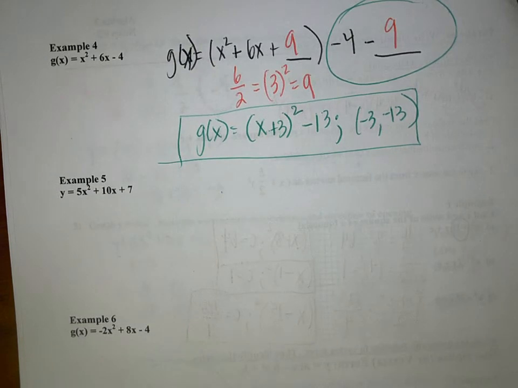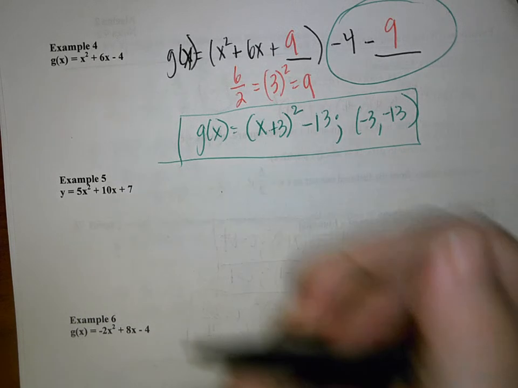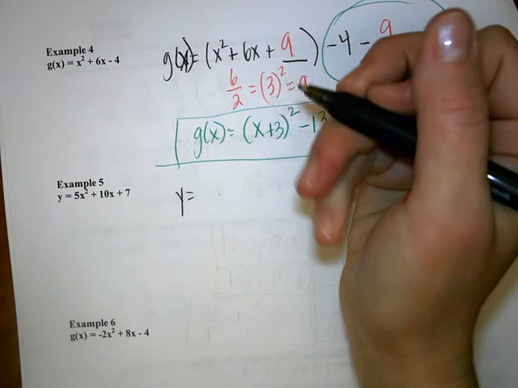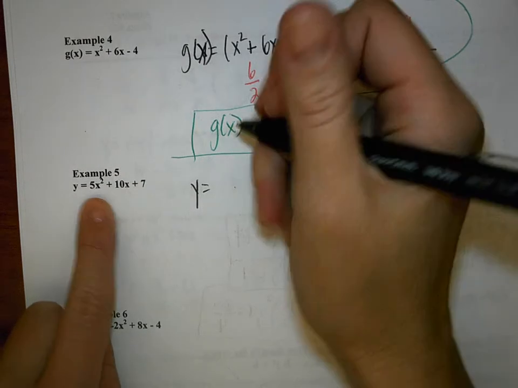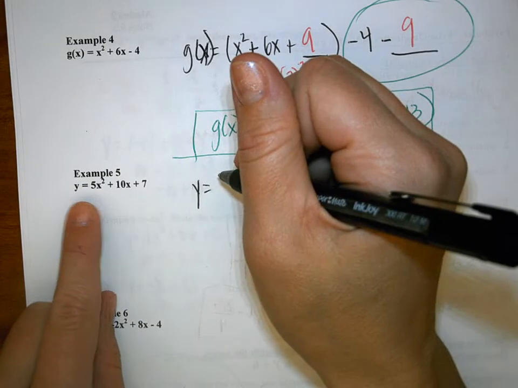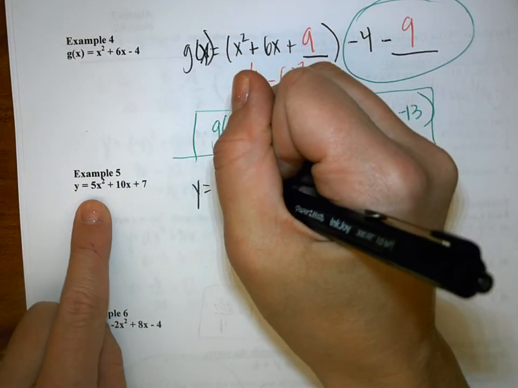Okay, questions? All right, what's different about example 5? Do you remember what to do with that? Who can tell me? Good. So we're going to rewrite this. We're going to go y equals, but when you're completing the square, you do not want a number with your x squared. So we're going to factor it out. That 5 is going to end up becoming my a term, okay?